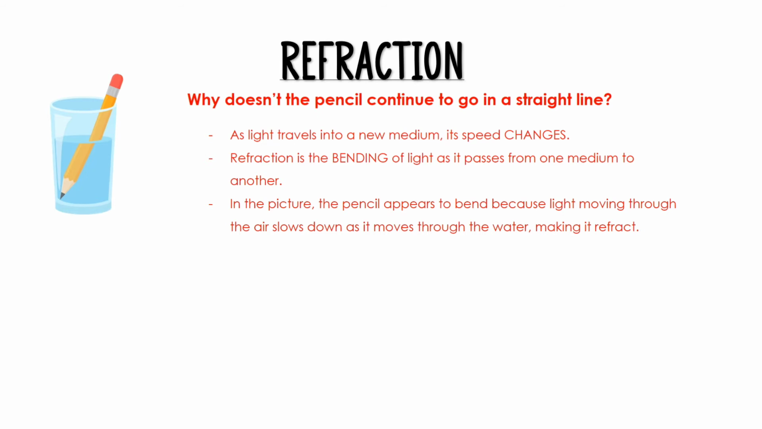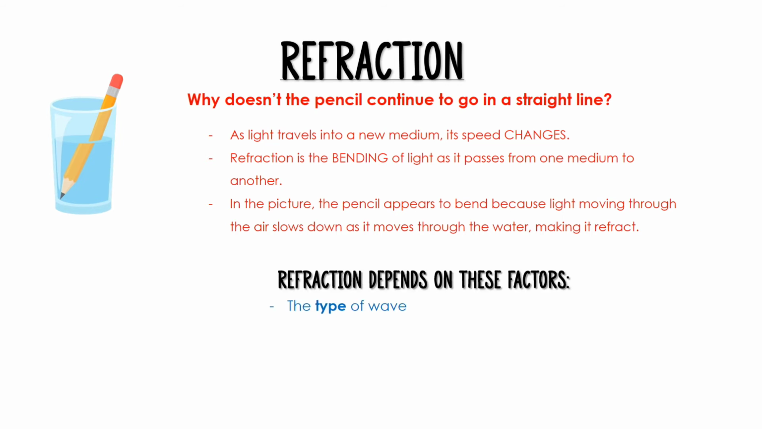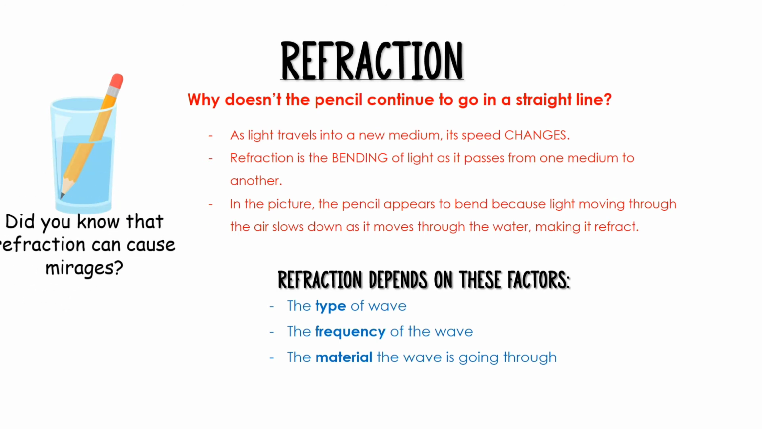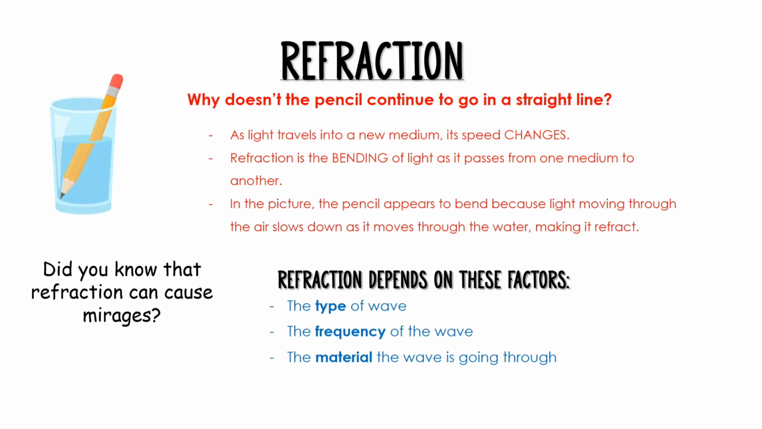And, like transmission, refraction depends on many factors. The type of wave, the frequency of the wave, and the material through which the wave is going through all influence how much light refracts. Also, here's a fun fact. The refraction of light can cause mirages, which are illusions seen in hot areas that resemble a pool of water. If you want to know more about the science behind this, check the description, which has a link to an article about this matter specifically.